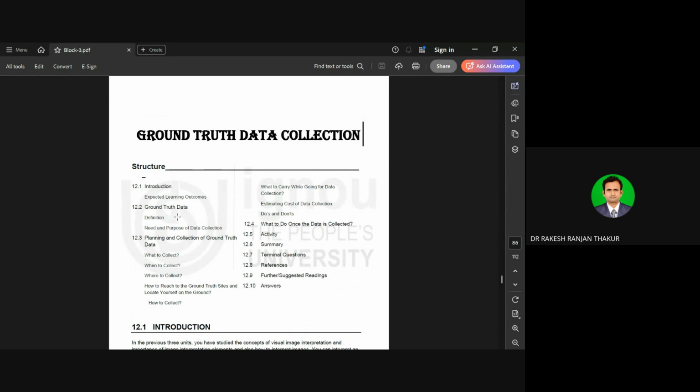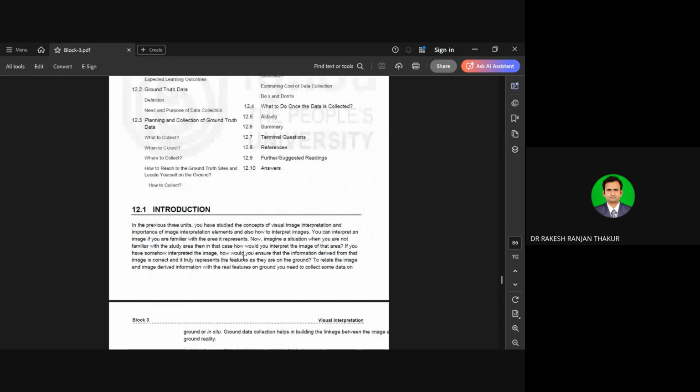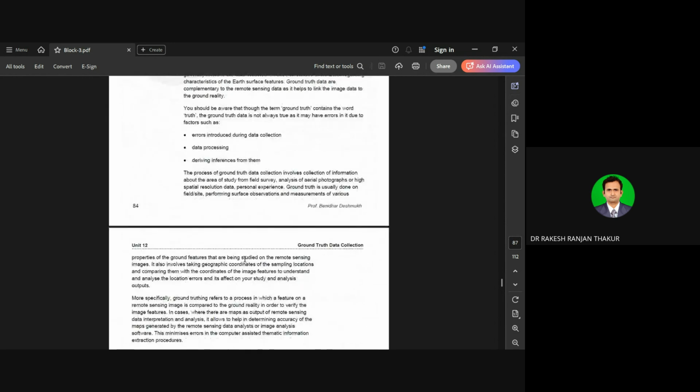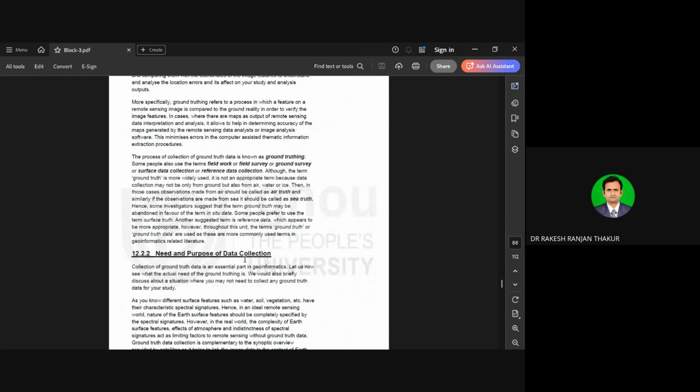What is ground truth? What is ground truth data and how is it useful? Suppose we have some satellite image and we have done some classification based on our experience and expertise, but we're not sure how far we are correct, right?